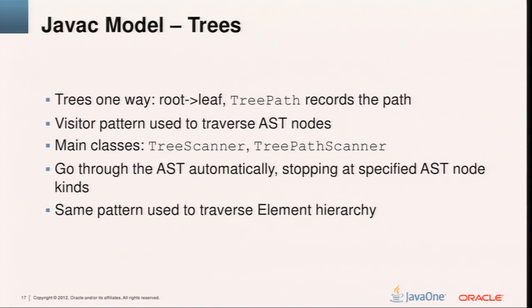There are two important utility classes for traversing the AST, going through, let me say, all AST nodes. The TreeScanner, which doesn't keep the current TreePath, and the TreePathScanner, which actually keeps the TreePath that corresponds to the current AST node.